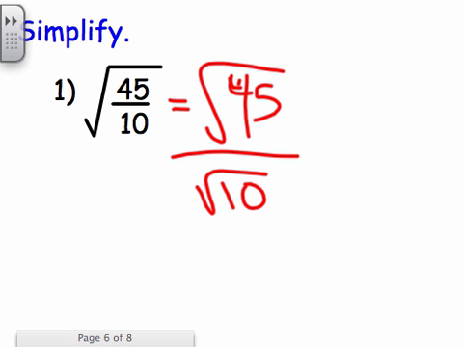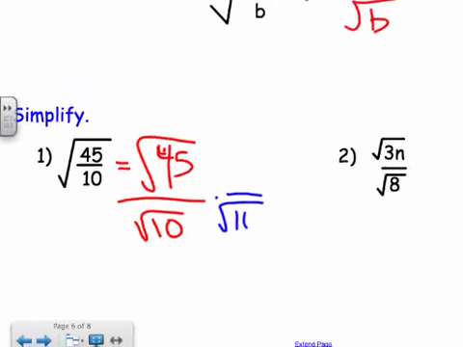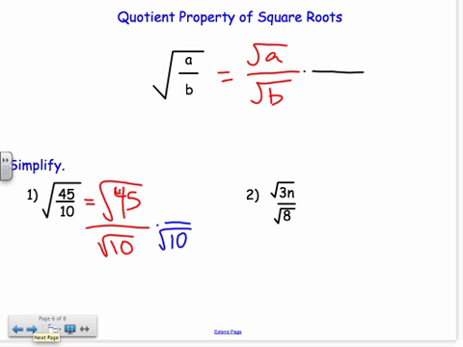Well, to get rid of that square root of 10, I'm going to multiply. I got to multiply by 1 all the time because I can't change the value of it. Well, to get rid of that square root down there, I need to multiply by the square root of 10. Just multiply by what it is. Because the square root of 10 times the square root of 10 is just 10, right? Because it's the square root of 100.